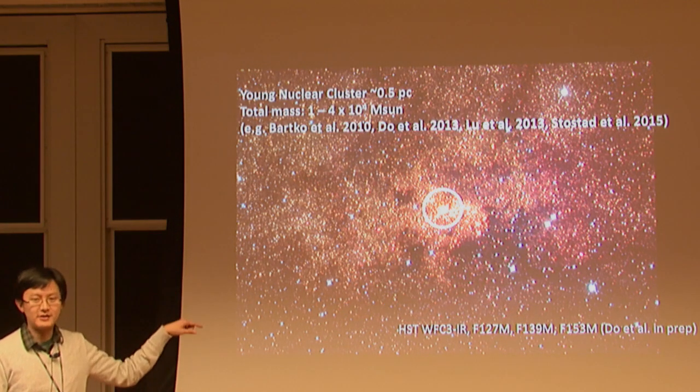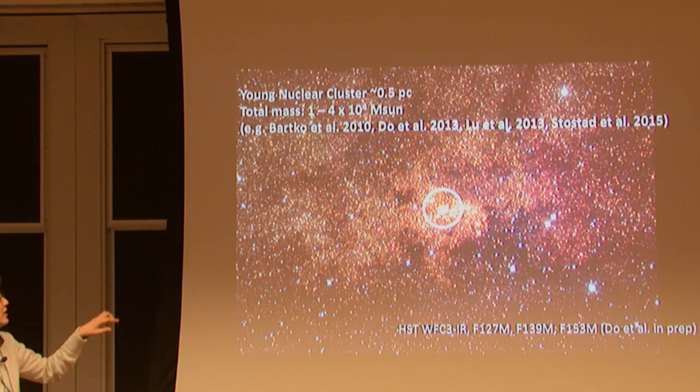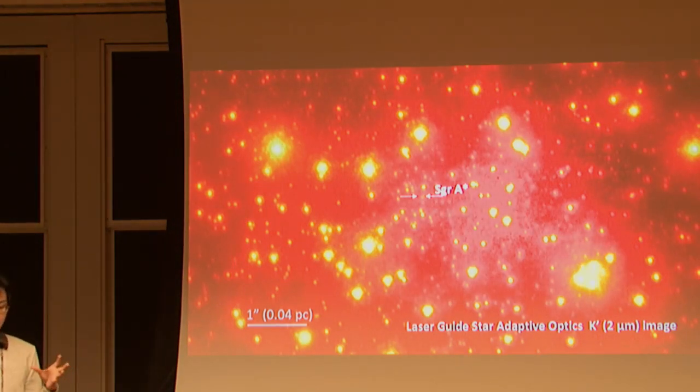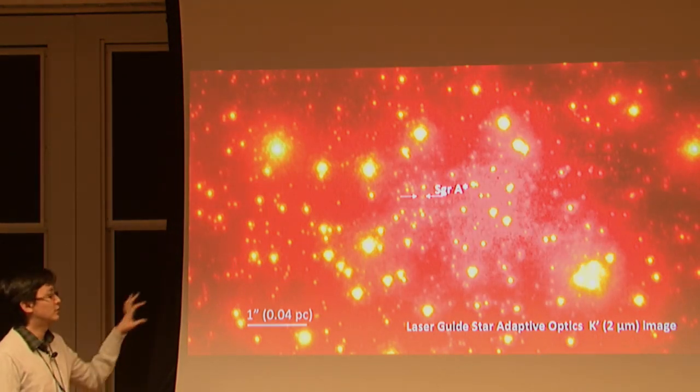In the very, very center, what we talked about yesterday, is the young stellar cluster. And that's about 1 to 4 times 10 to the 4 solar masses, and about 4 to 6 million years old. OK, so that's kind of the bulk properties. But what I'm going to concentrate on is to go even closer with adaptive optics.